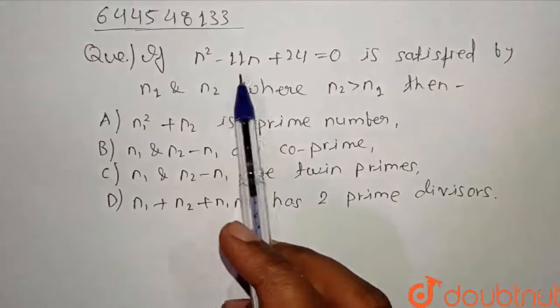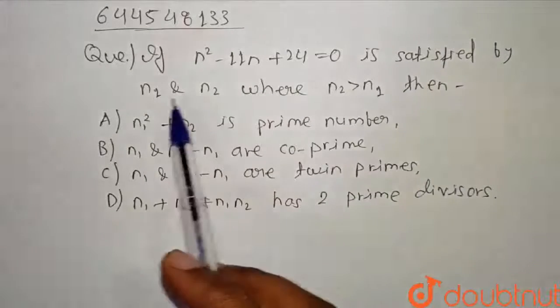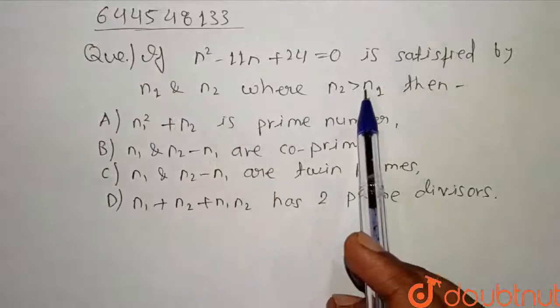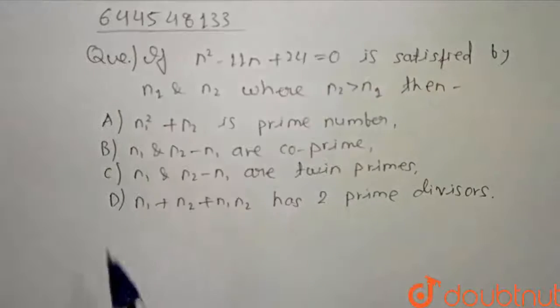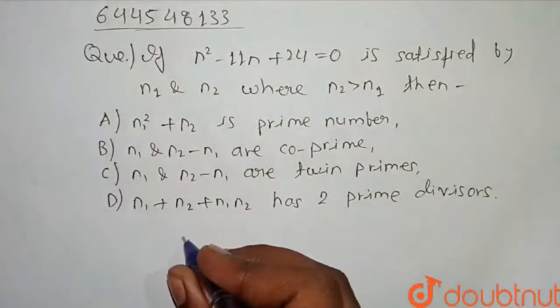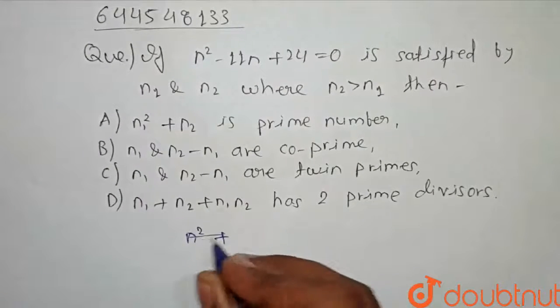Hello student, here we have your question. If n square minus 11n plus 24 is equal to 0 is satisfied by n1 and n2 where n2 is greater than n1, then and there are some options given.